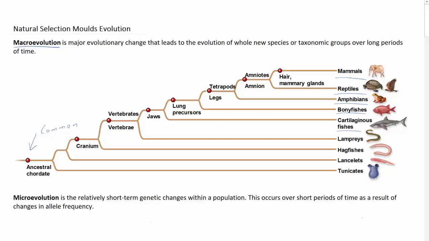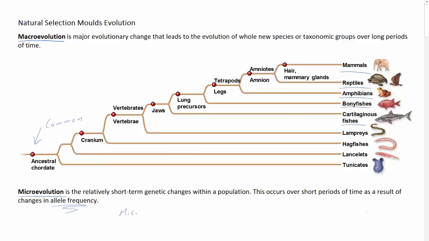However, evolution can actually occur at a smaller scale, and that is within the population of a species, and this is referred to as microevolution. Microevolution is the relatively short-term genetic change within a population. This occurs over short periods of time as a result of changes in allele frequency. These changes in allele frequency that cause microevolution can eventually lead to macroevolution.